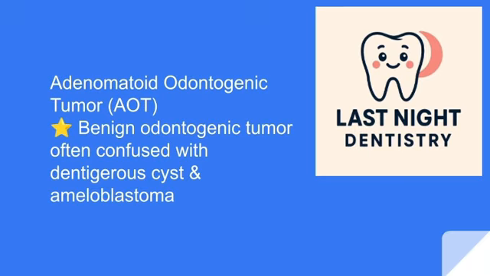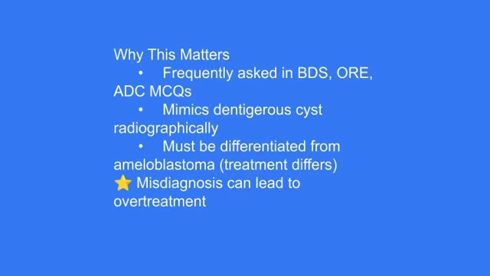So we are going to move forward now. First, we have to consider why it matters. AOT is important for two main reasons. Firstly, it appears regularly in your BDS exams, or your ADC exams, maybe part 2 or part 1 exam, especially as an MCQ or image-based question. Secondly, clinically, it mimics more aggressive lesions. If you misdiagnose it as ameloblastoma, you may overtreat the patient. So, recognition of AOT directly affects clinical decision making. That is the reason why this matters a lot.